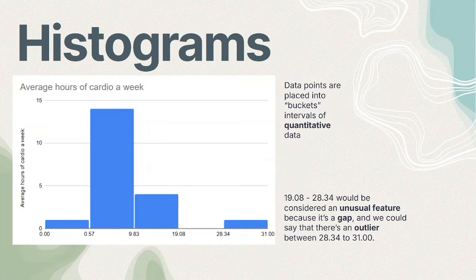Now, histograms. Let's switch to quantitative data, numerical values like age, height, or test scores. Histograms look like a bar graph, but they are used to show the distribution and shape of continuous numerical data, where data points are placed into buckets or intervals. If you see a gap in a histogram, that's considered an unusual feature, and you might be looking at an outlier.